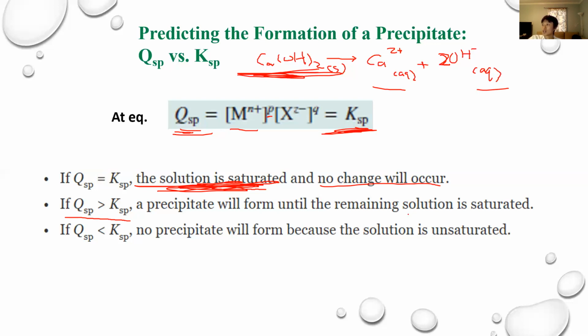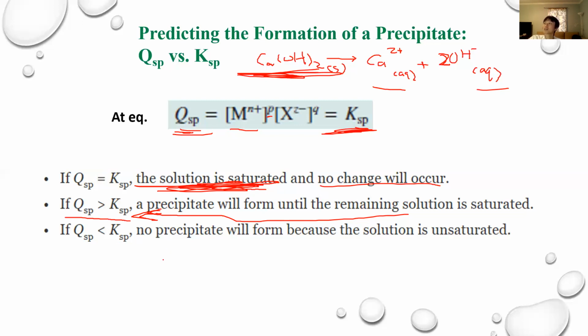So it means the reaction is going to proceed to the left, which means you're going to generate more solids until it reaches saturation. But if you have a lower concentration of this dissolved phase, so Qsp less than Ksp, that means it hasn't reached saturation yet. So no precipitate will form.